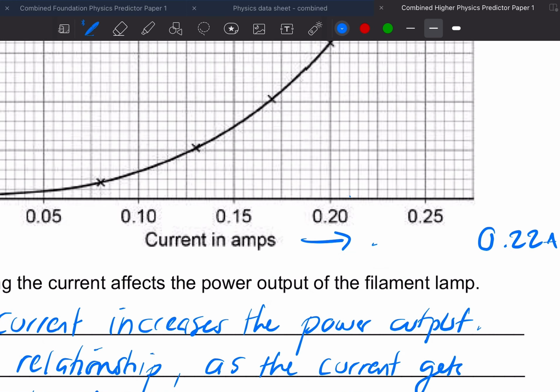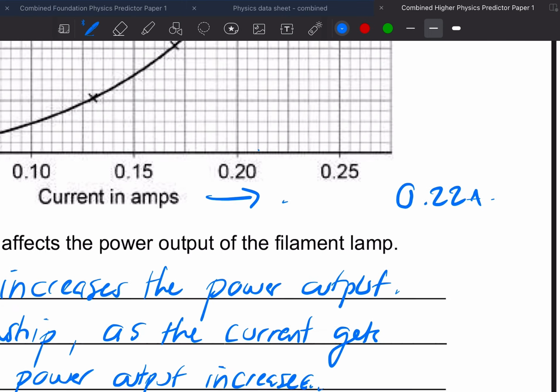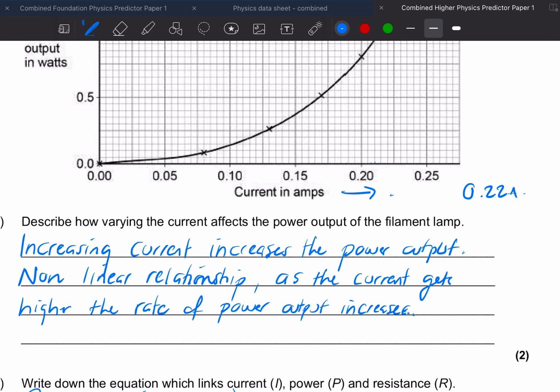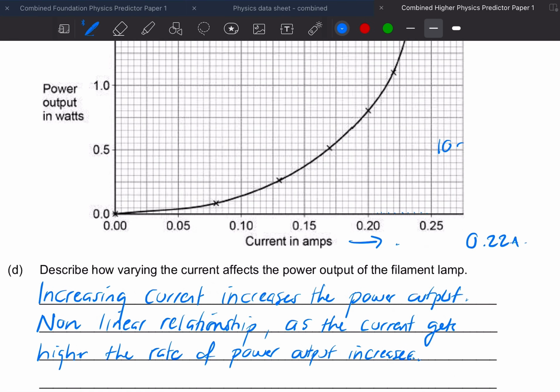Common mistake would just be to do this: 0.2, 0.21, 0.22, but we haven't checked the scale, so maybe that isn't correct. So let's just check it. Same as before, we've got 1, 2, 3, 4, 5, 6, 7, 8, 9, 10 squares. I'll write it here. So 10 squares is equal to 0.05. Yeah, that's right, 0.05.